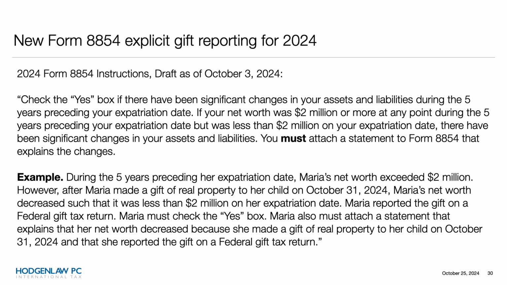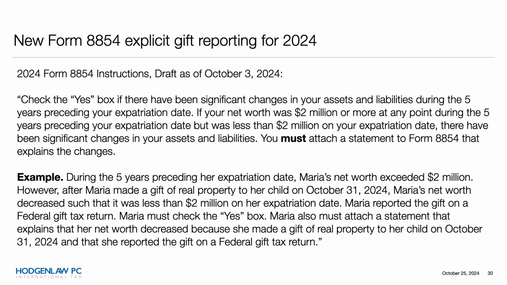However, after Maria made a gift of real property to her child on October 31st, 2024, Maria's net worth decreased such that it was less than $2 million on her expatriation date. Maria reported the gift on a federal gift tax return. Maria must check the yes box. Maria must also attach a statement that explains that her net worth decreased because she made a gift of real property to her child on October 31st, 2024, and that she reported the gift on a federal gift tax return.